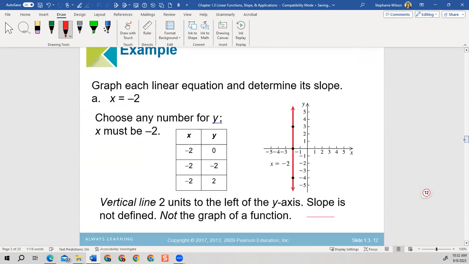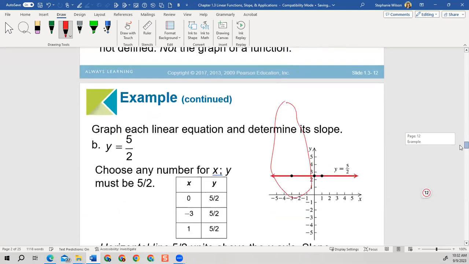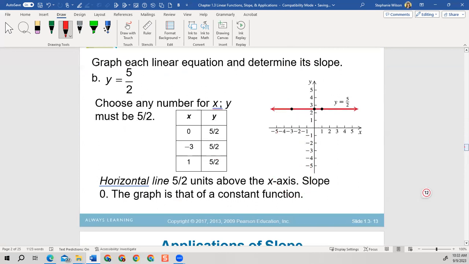All right, so now when we graph x equals -2, that means x is not changing. See it? But y is. And that's why we got a vertical line. If I have y equals 5/2, well, y is not changing, but x is, and that's why we get a horizontal line.